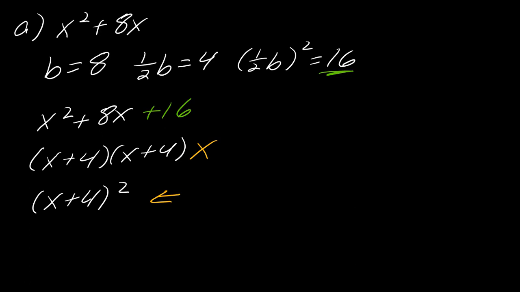Now notice the other thing to point out, once again, this 4 and this 4, they always line up. It's always whatever your half b is. So you don't even have to think about how to factor this. It will always just be x plus whatever your half b is. This will be really, really handy later.